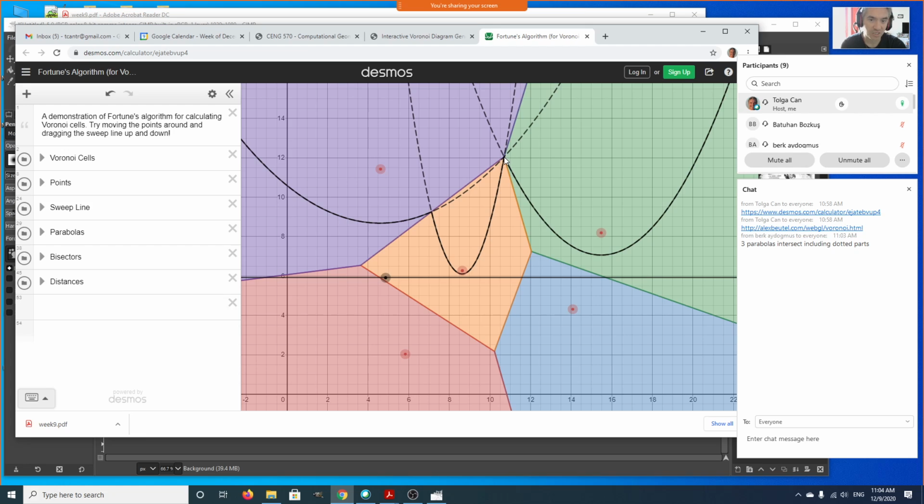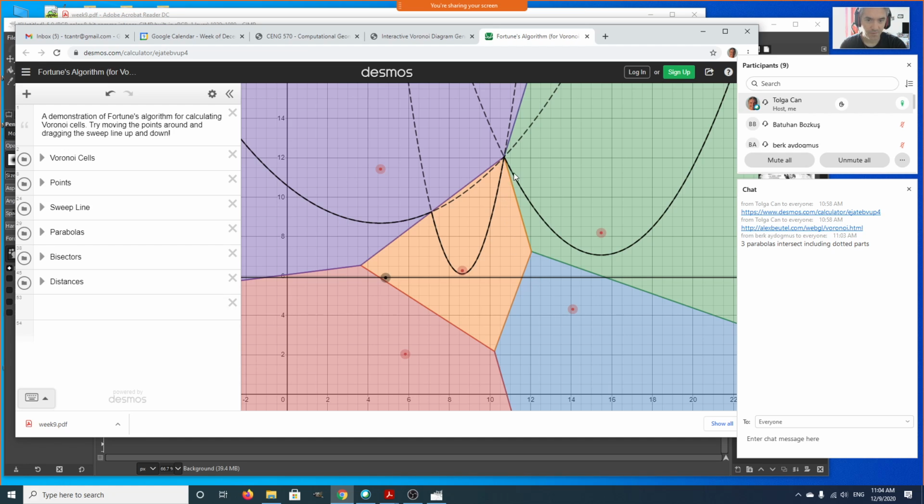We need to delete one of the parabolas from our status structure because this part of the parabola that belongs to this site no longer exists. Okay, it should be deleted from the status structure, and the new vertex should be added to our doubly connected edge list, our Voronoi diagram. But at this point, there seems to be no event. But is this position of the sweep line something special?